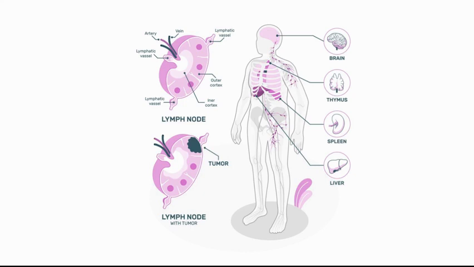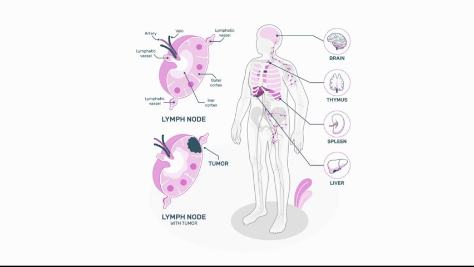Lymph nodes then are the small bean-shaped structures found throughout the system we looked at before. And as lymph enters these lymph nodes, it's filtered and checked for pathogens by immune cells. After that, the clean lymph is going to exit the lymph node through other vessels.